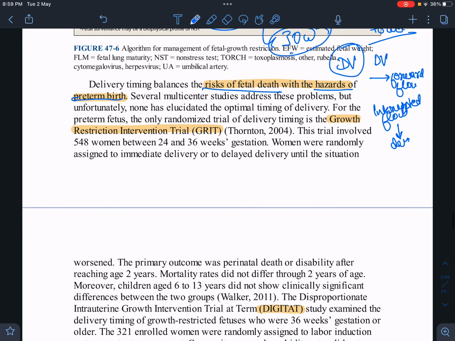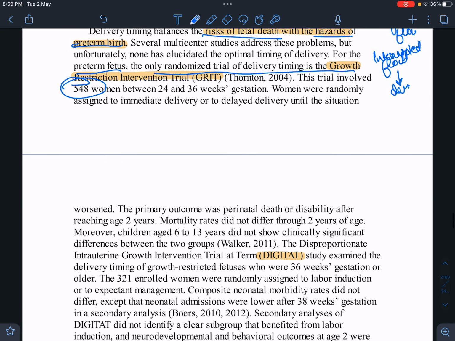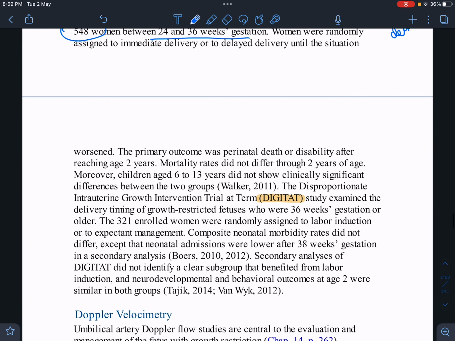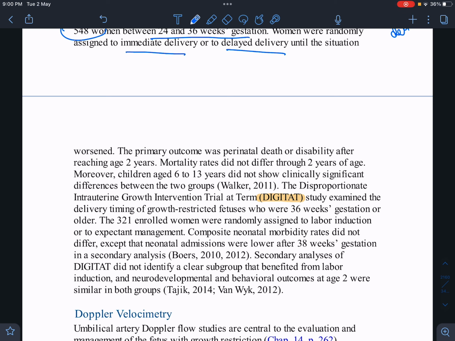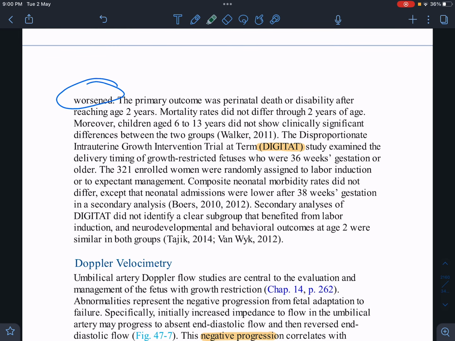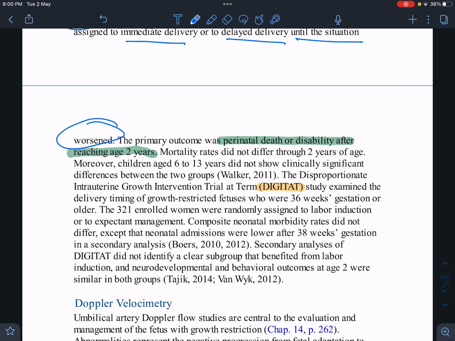For the preterm fetus, the only randomized trial of delivery timing is the GRIT trial. In this trial 548 women were involved who were between 24 to 36 weeks, and they were assigned immediate delivery or delayed delivery until the situation worsened. The primary outcome was perinatal death or disability after reaching age 2 years. Basically you were allowing either immediate delivery, or you were delaying delivery until the situation worsened, which made you deliver. And you were seeing the outcome at 2 years.